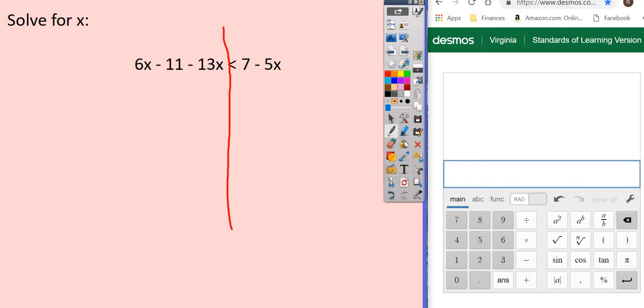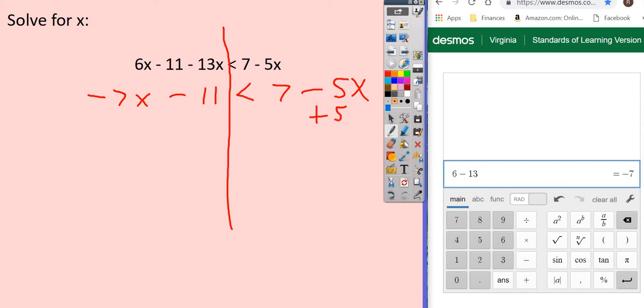Then we're going to have to move all variables over to one side. So again, I'm going to use my calculator. I've got a positive 6 minus 13, which gives me a negative 7x minus 11 less than 7 minus 5x. And now we have to move that minus 5x over to the other side.